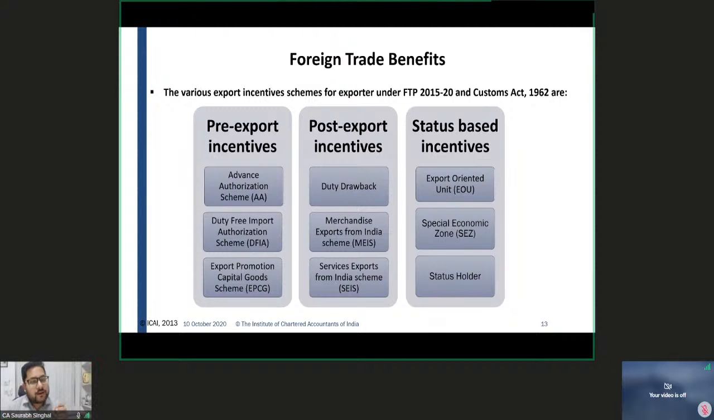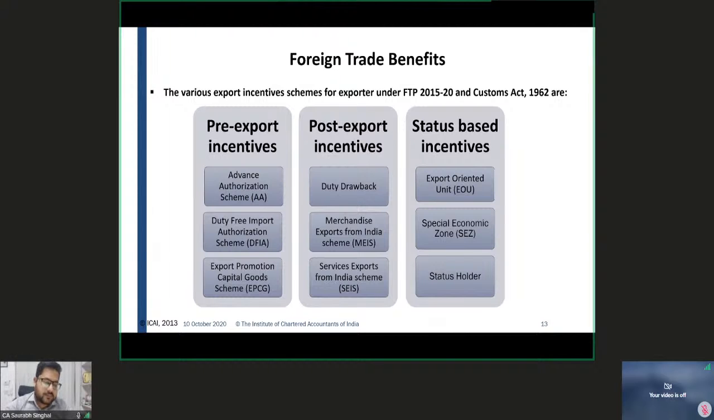Then you have a specific and a very categorical scheme called MEIS, Merchandise Exports from India Scheme. Merchandise means goods. Goods export from India scheme. So in case you are exporting certain types of notified goods to some notified markets, you get a reward benefit in the form of scripts. Similar is the scheme called Service Export from India Scheme, SEIS for services. Again, if you export certain notified services to notified locations, then you get a percentage of the export value as duty credit scripts, which can be sold in the market, which can be even used for payment of import duty on imports.